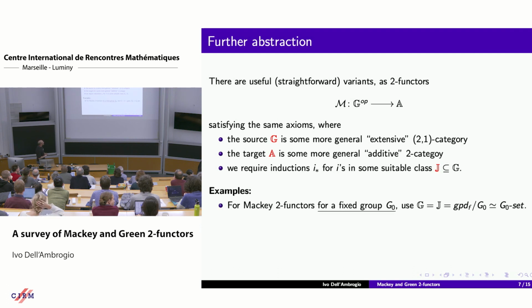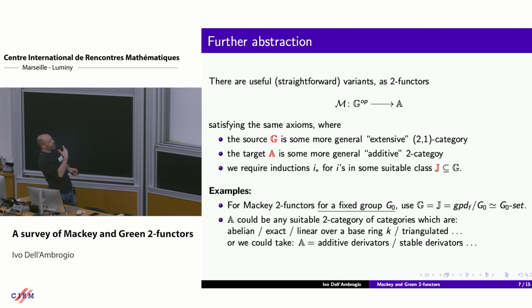So for example, if you want to have Mackey 2 functors for a fixed group, like maybe you are more used to, let's call it G0, this top biggest group you want to look at, and then you only want to look at subgroups, then you can take G to be the same as J to be the same as the comma 2 category. So you take groupoids and faithful morphisms, comma 2 category over this fixed group G0, and this turns out to be just equivalent to the ordinary 1 category of finite left G0 sets. And that's how they arise in this context, right?